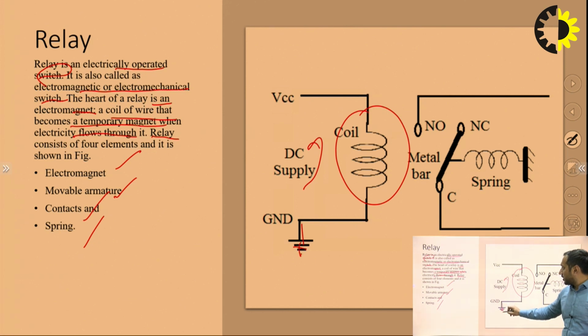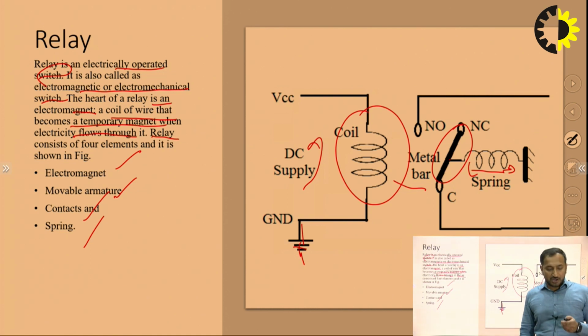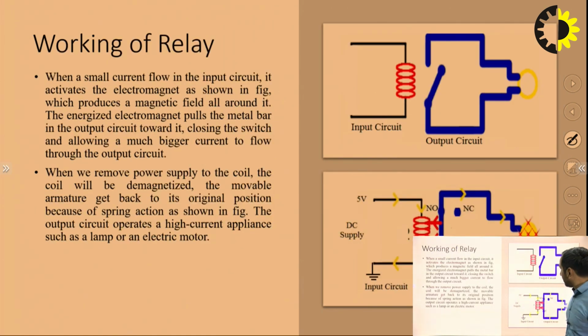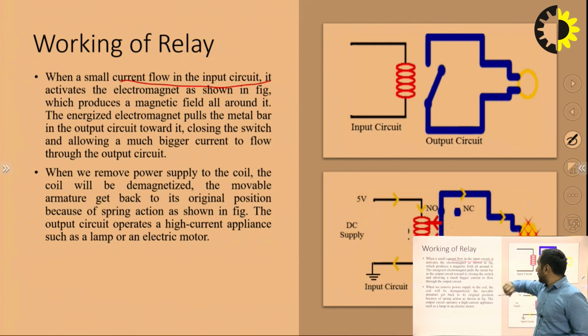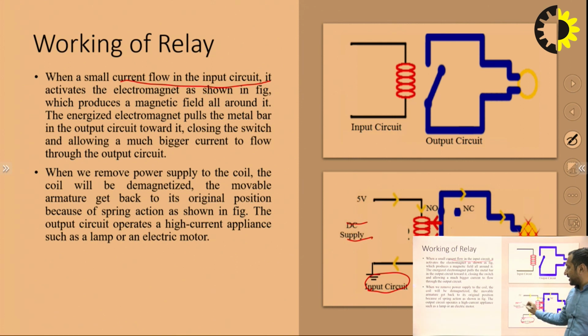It is being fed to the ground, and here in close vicinity there is a metal bar, and through this metal bar there is a spring attached, right? Now let us see how the relay works. Now when a small current flows in the input circuit, suppose this is the input circuit, here is a DC supply attached of 5 volt.